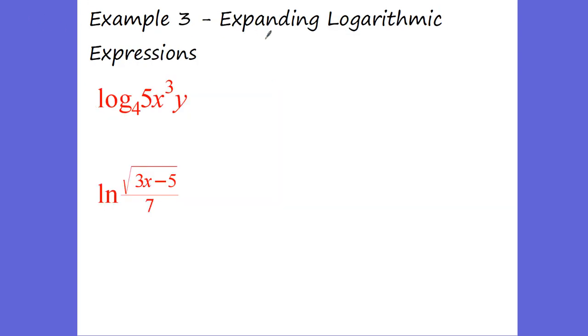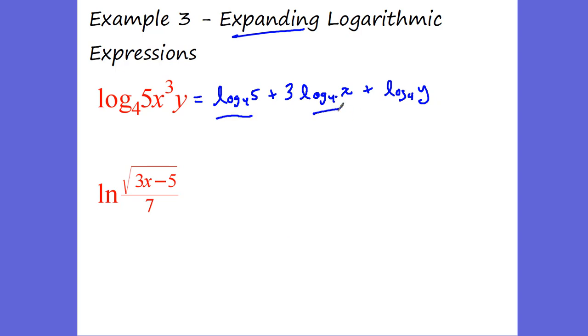So let's take a look at what we call expanding. Expanding means we're going to take this logarithm and expand it through. When we expand it, we keep the same base. So we have log base 4 of 5, multiplied by x cubed. Multiplying is synonymous with adding. That cubed is like multiplying 3 times log base 4 of x plus, because we're multiplying again, log base 4 of y right there. And so you can see that has been expanded. Our log base 4 is in every single term. Our 5, our x, our y are all being multiplied. Our 3 is the power of cubed.